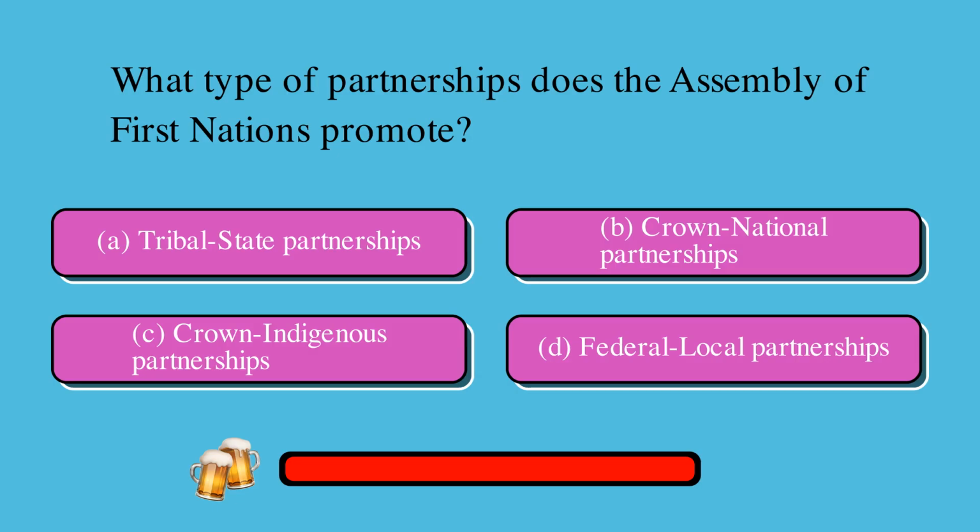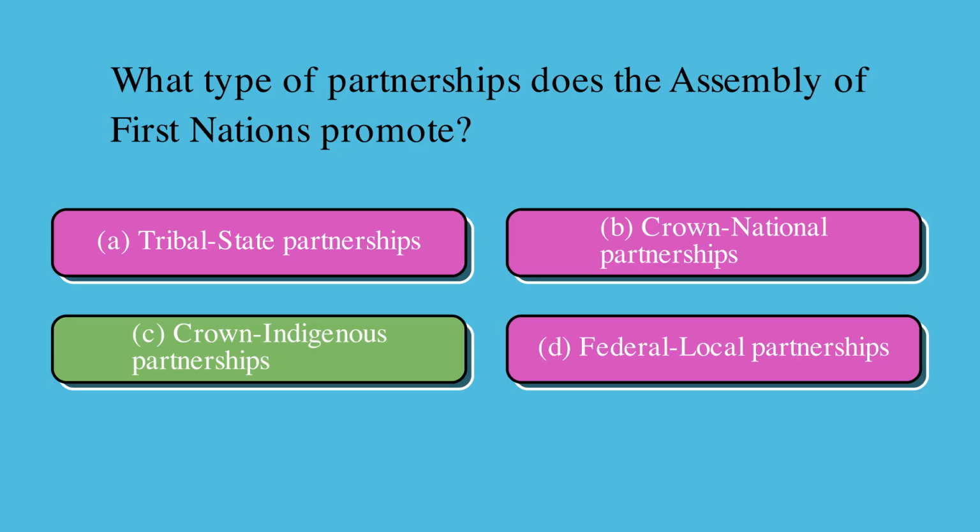What type of partnerships does the Assembly of First Nations promote? Is it A, tribal state partnerships, B, Crown national partnerships, C, Crown Indigenous partnerships, or D, federal local partnerships? The correct answer is C, Crown Indigenous partnerships.